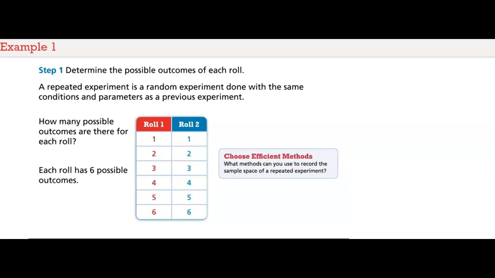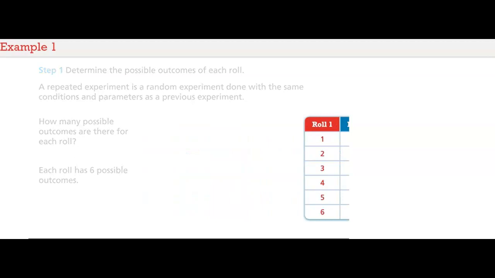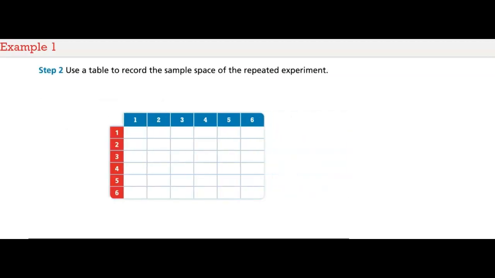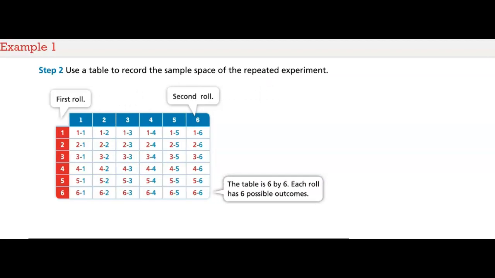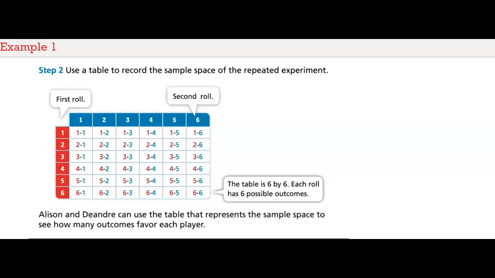What methods can you use to record the sample space of a repeated experiment? Step 2. Use a table to record the sample space of the repeated experiment. Remember, the sample space shows all the possible outcomes. Each row of the table represents an outcome of the first roll. Each column represents an outcome of the second roll. The table is 6 by 6. Each roll has 6 possible outcomes. Allison and Deandra can use the table that represents the sample space to see how many outcomes favor each player.